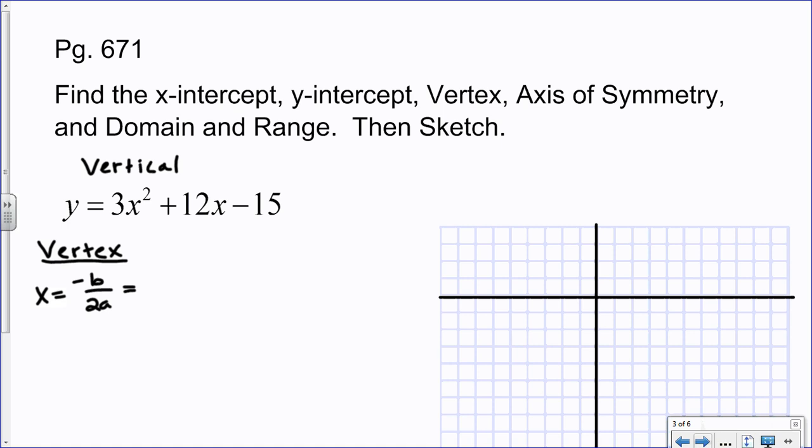So in this case, b is 12. So negative 12 divided by 2 times what is a? 3. Okay, so negative 12 divided by 6, which is negative 2. Another thing I could note, since a was positive, will this open up or down? Up, because 3 was positive.